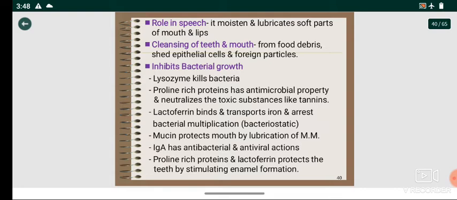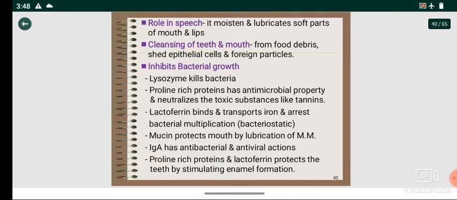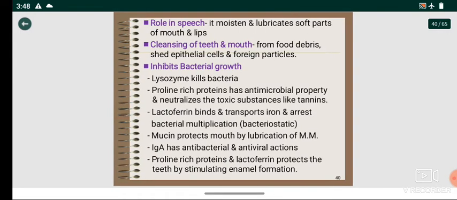Just because of that lubrication, particular articulation can happen, and thus the saliva has its role in speech. Now the next function is cleansing of teeth and mouth, from food debris, shed epithelial cells and foreign particles. Basically, saliva acts as a flushing or cleansing agent for the oral cavity.